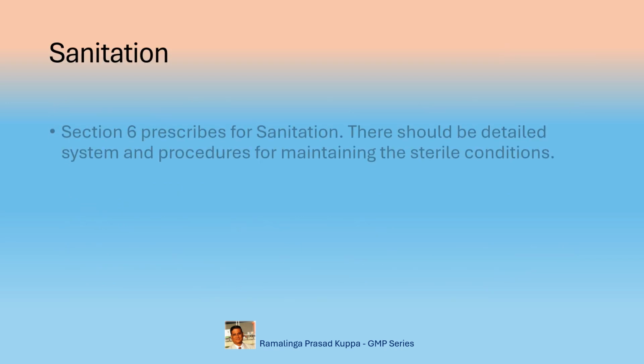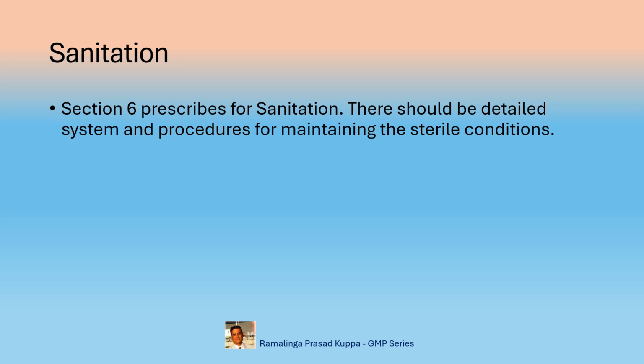Sanitation. Section 6 prescribes for sanitation. There should be a detailed system and procedure for maintaining the sterile conditions. The aim of sanitation is to ensure that the area is maintained free from microorganisms. General cleaning till the area is visibly clean is a basic step of sanitization. The cleaned areas should be sanitized by any chemical treatment.